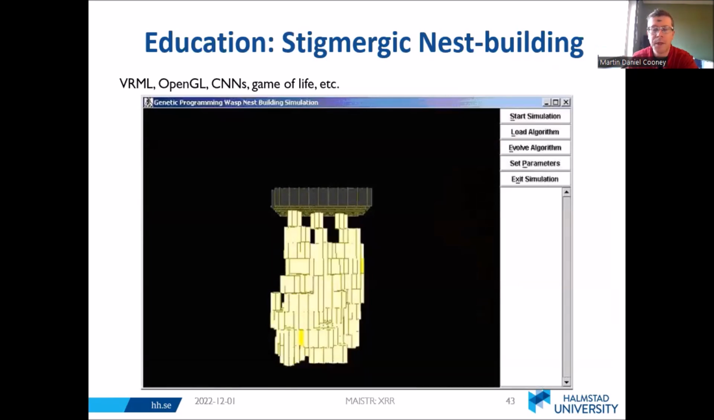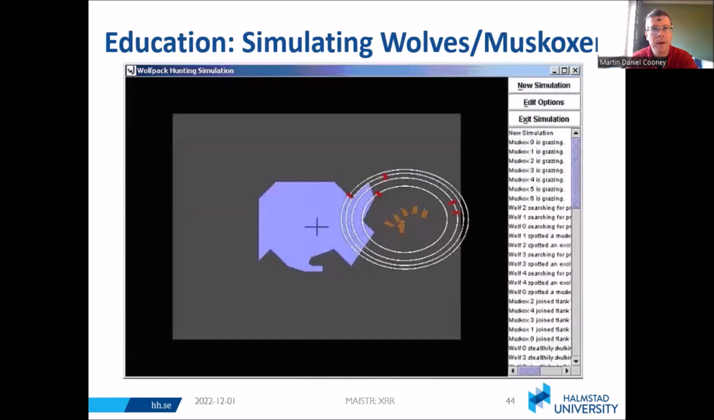Previously, I'd made some simulations, like about stigmergic nest building in wasps using Vermal and stuff, which doesn't exist anymore. I think it's been superseded by another thing. And I was simulating animals in the Arctic, wolves and muskox, and how they interact.